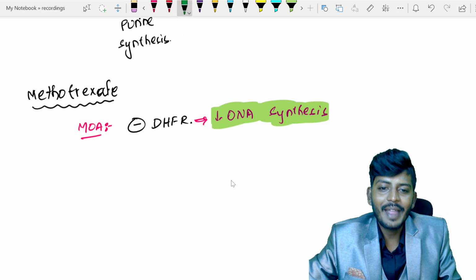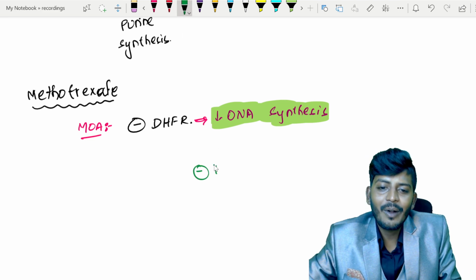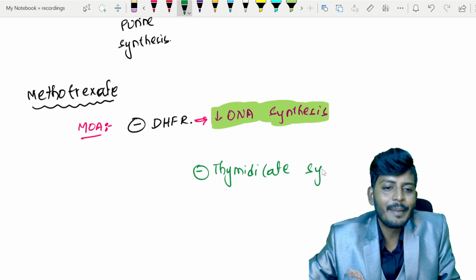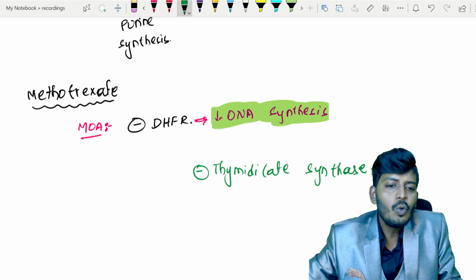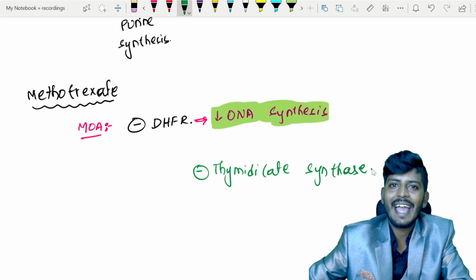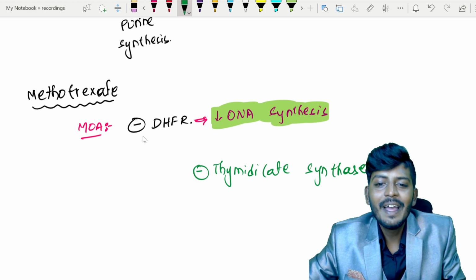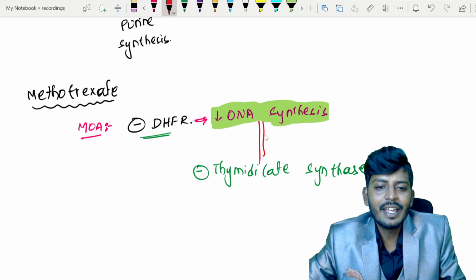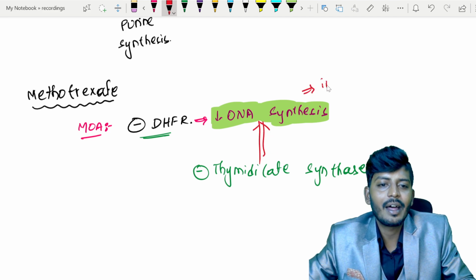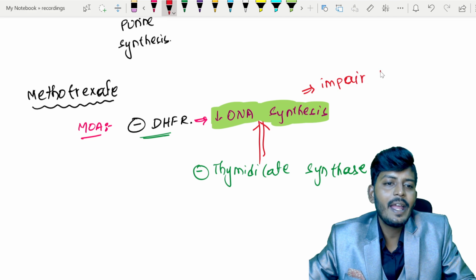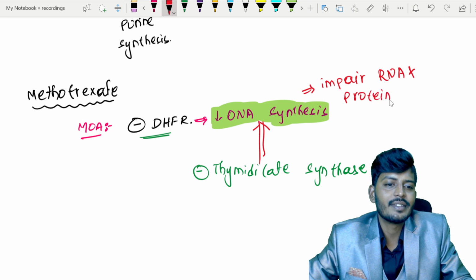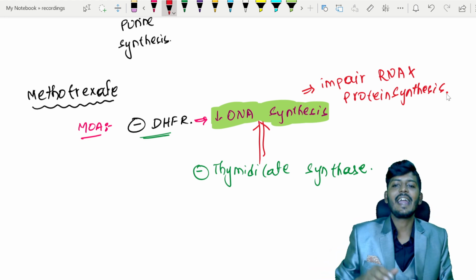What is that mechanism? It will inhibit one more enzyme called thymidylate synthase. So basically, there are two mechanisms with which methotrexate acts: inhibition of DHFR and also thymidylate synthase. Because of that, it decreases DNA formation, which can further impair RNA formation as well as protein synthesis. So these are the important points of methotrexate with respect to its mechanism of action.